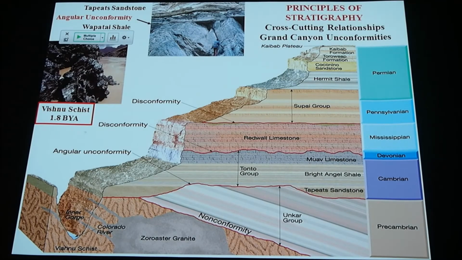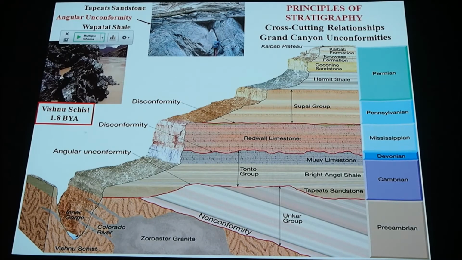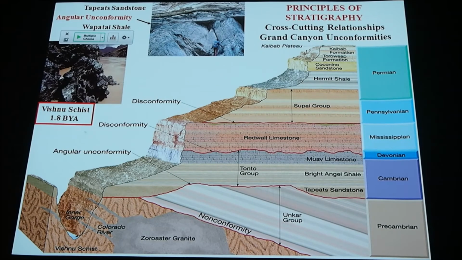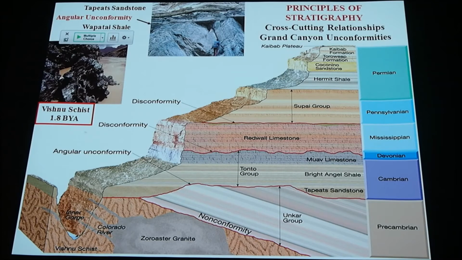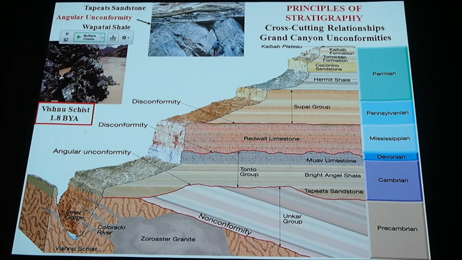And this is what we see in the Grand Canyon. This is what John Wesley Powell was able to figure out. This was what was so shattering in geology when he made that trip in 1869. Here's the Grand Canyon down here. And the first thing in the inner gorge is you see the Vishnu schist. It's a highly metamorphosed rock.